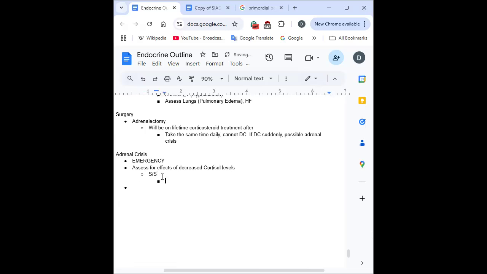So your signs and symptoms of that, the main two are probably going to be hypotension. This can lead to shock, that can lead to death, as well as hypoglycemia. The brain needs its sugar. And there are a few other things it can come with, like nausea, vomiting, diarrhea. But it's really going to be focusing on the hypotension and the hypoglycemia.